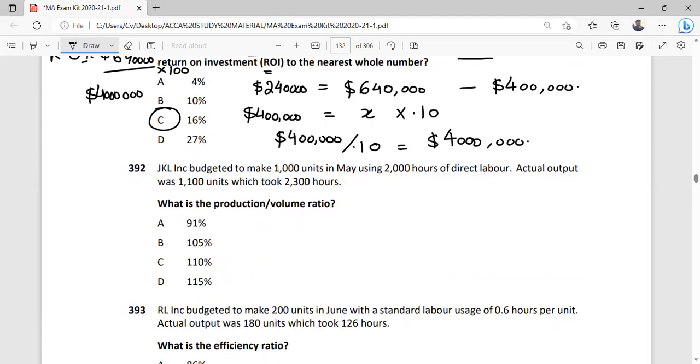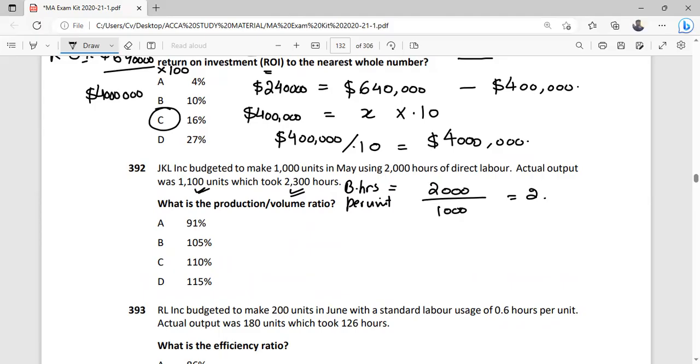Okay. Next one is JKL Incorporation budgeted to make 1000 units in May using 2000 hours of direct labor. Budgeted to make 1000 units in 2000 hours. So you can calculate budgeted hours per unit is equal to 2000 divided by 1000. It is 2. Actual output was 1100 units, which took 2300 hours. So actual hours are this and actual output is this.